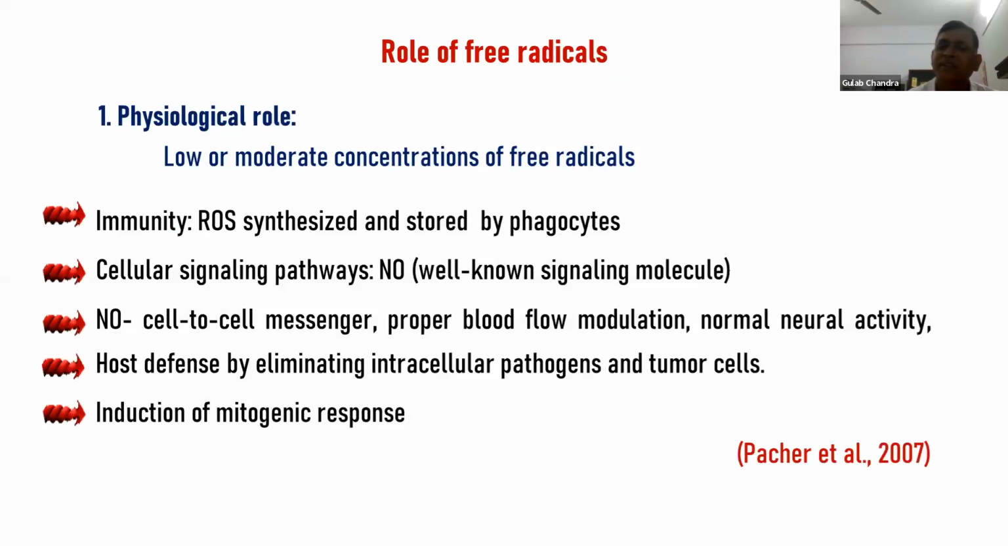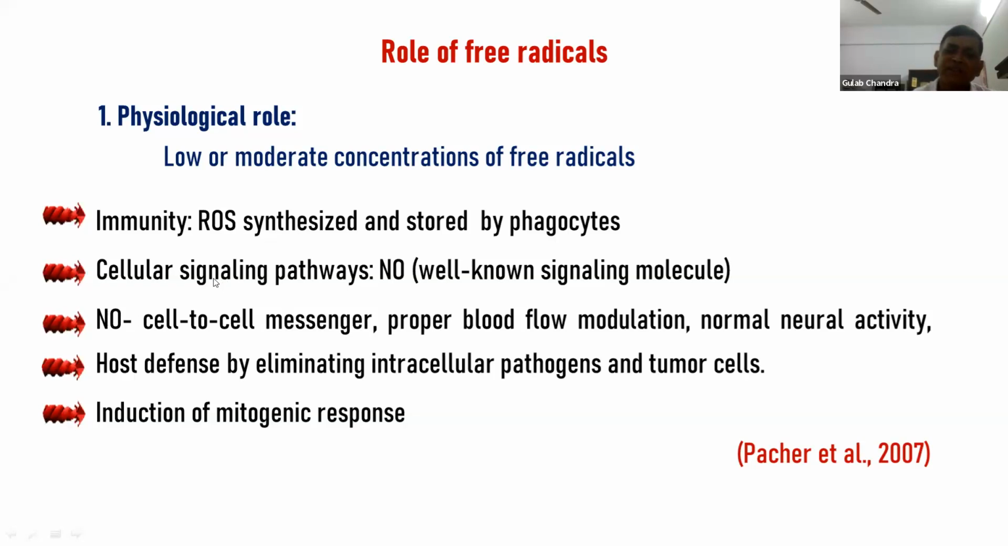The role of the free radicals, the physiological role. If the concentration of free radicals is low or moderate, then these free radicals have beneficial effects and improve immunity. They improve immunity because phagocytic cells like neutrophils and macrophages synthesize free radicals in their cytoplasm, and when any foreign microorganism enters the body, these free radicals are utilized to kill the microbes.